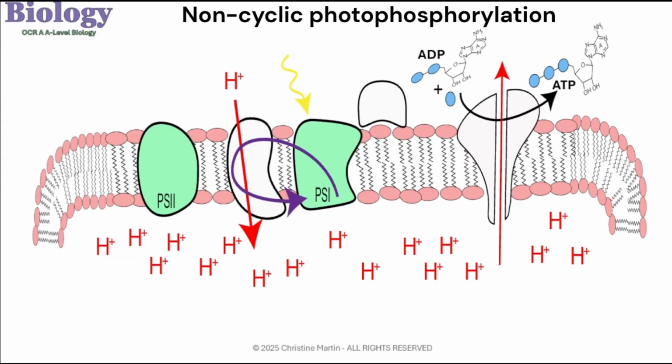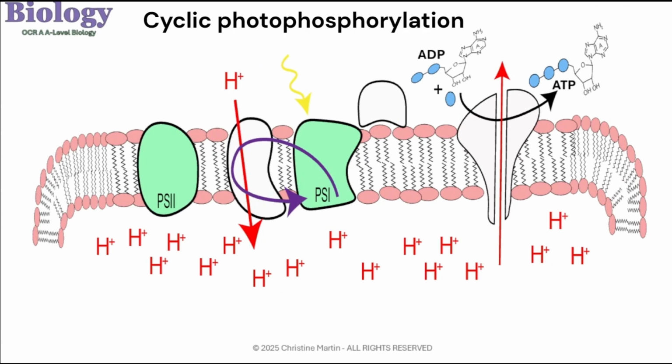If NADP is not available to accept electrons, cyclic photophosphorylation occurs. In this process, electrons from photosystem 1 are recycled, moving through the electron transport chain and across the proton pump back to photosystem 1. The electron flow maintains the proton gradient across the thylakoid membrane, allowing ATP production to continue even without the formation of reduced NADP.